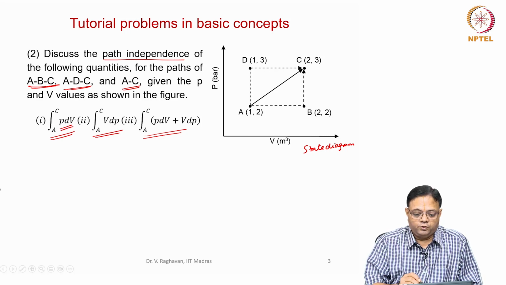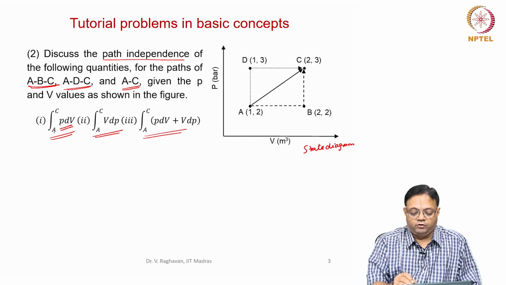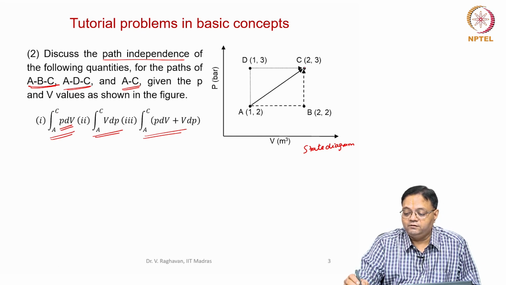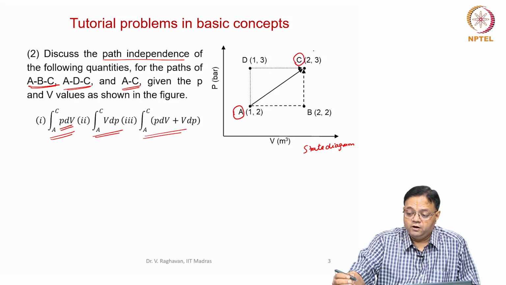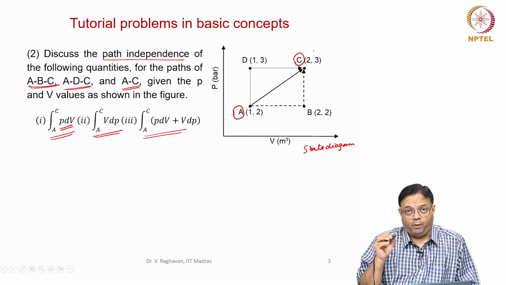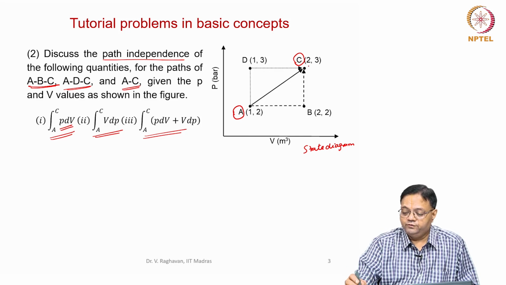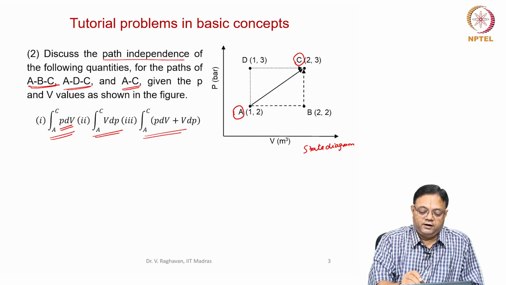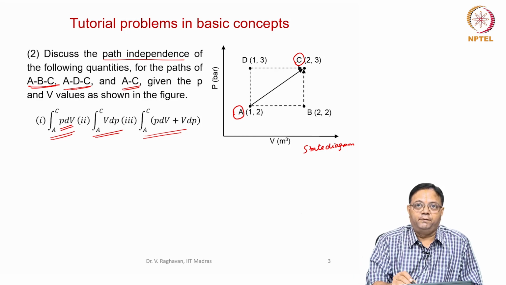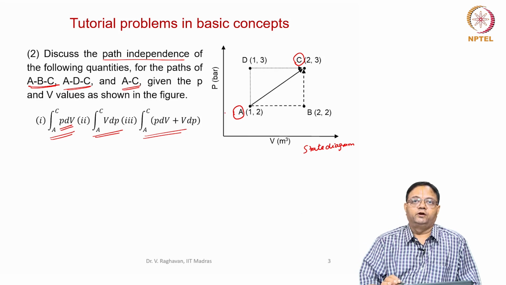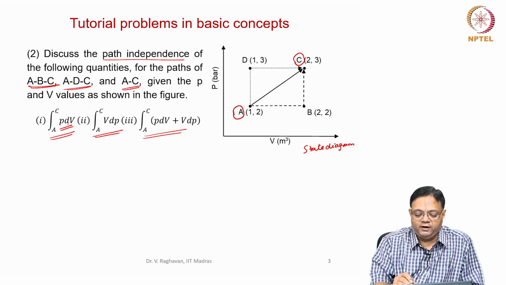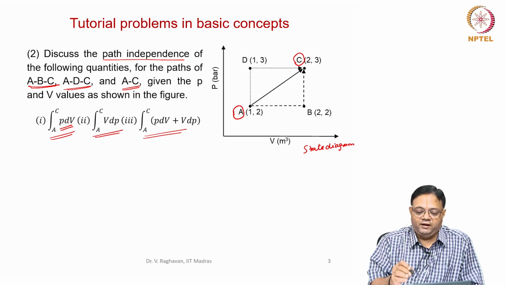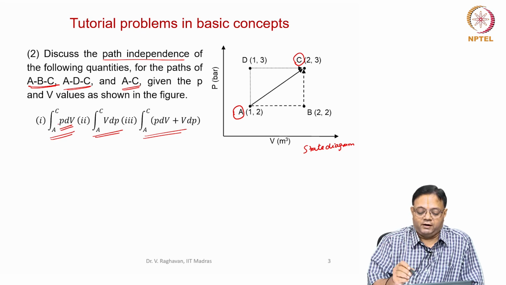So, if I integrate P dV from A to C, the initial state is A and the final state is C. But the path used to reach C from A is different. It may be A, B, C, it may be A, D, C, or it may be directly from A to C. If I integrate P dV in these 3 paths and see whether the answer is the same in all these 3 integrals, then we can say it is path independent. So, let us do this.